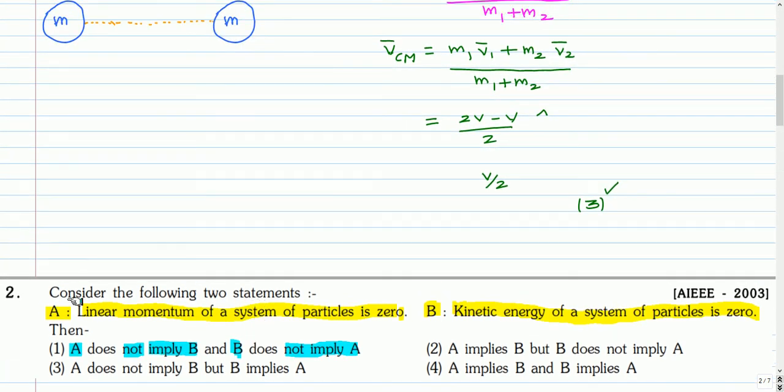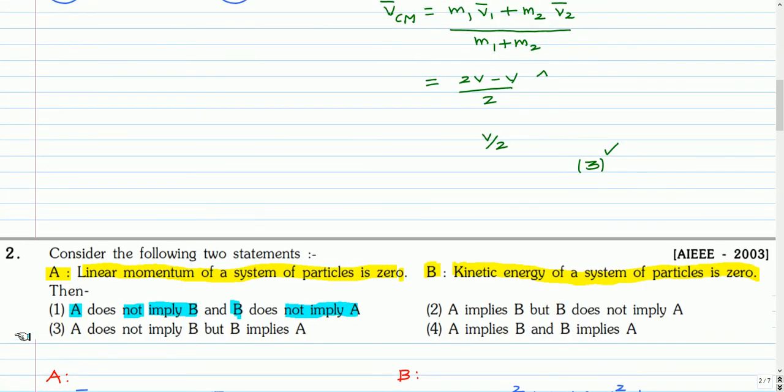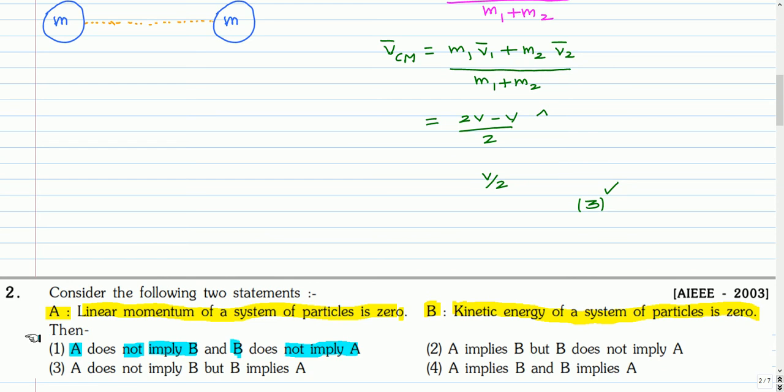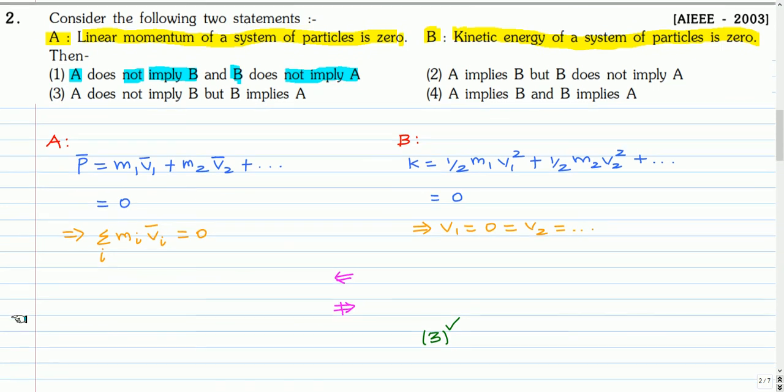This is the next question. Consider the following two statements. Statement A, linear momentum of system of particles is 0. Statement B, kinetic energy of system of particles is 0. So then four options are there. A does not imply B and B does not imply A. A implies B but B does not imply A. So we have to find whether the statements A and B are related and whether one statement is implying the other. You can pause the video and attempt this question. And here is the solution.